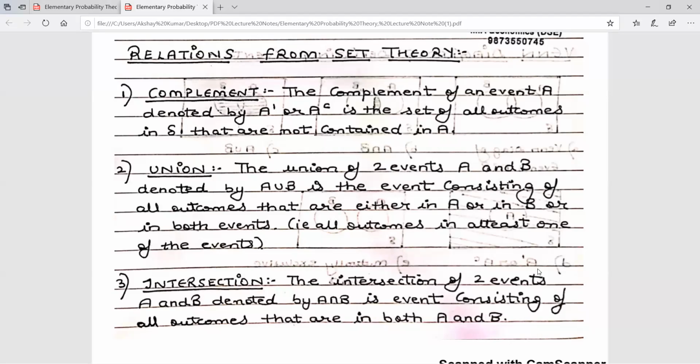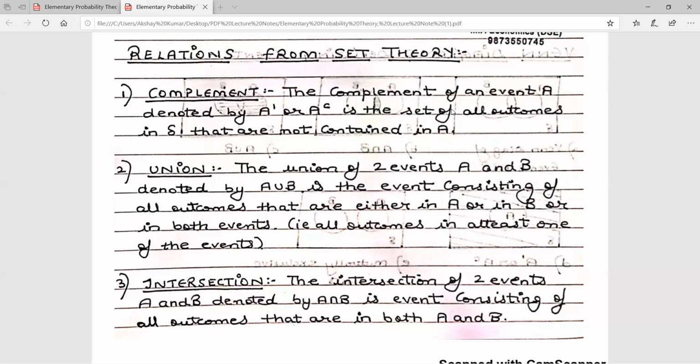Union, all of us know, the union of two events A and B, denoted by A union B, is the event consisting of all those outcomes that are either in A or in B or in both the events. So when I talk about A union B, it means outcomes either in A or in B or in both. Another way of talking about union is all outcomes in at least one of the events. So whenever in the question you see at least one, it means union only. They are asking you union only.